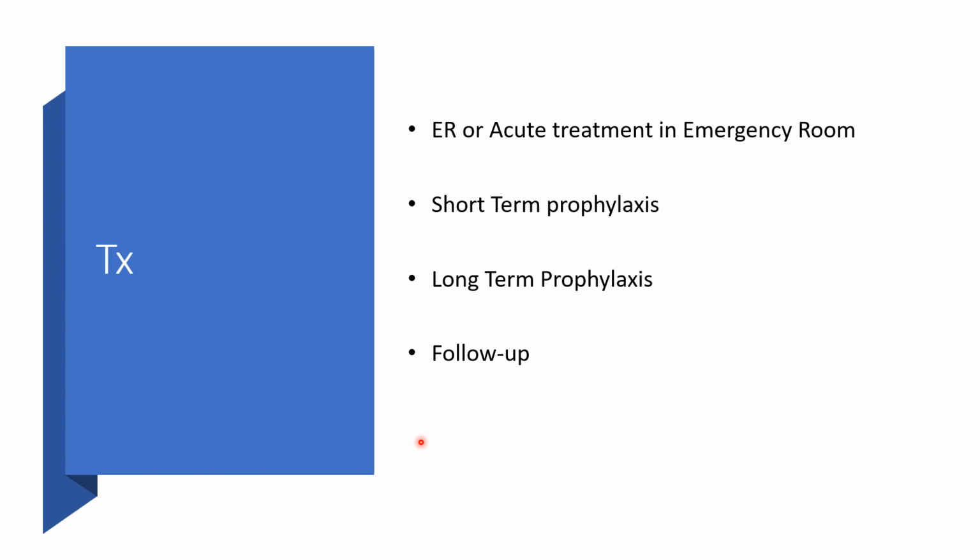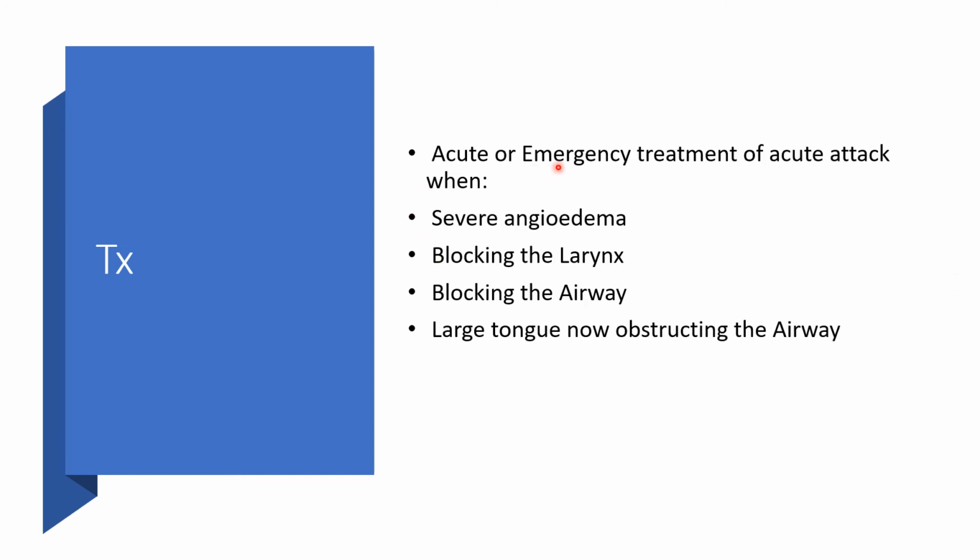Now the treatment. The treatment will either be in the emergency room if we are dealing with acute cases, or short-term prophylaxis, or long-term prophylaxis and follow-up. Acute cases in the emergency room will be the choice if we are dealing with severe angioedema that is blocking the larynx, blocking the airway, or we have a big tongue that is now obstructing the airway.